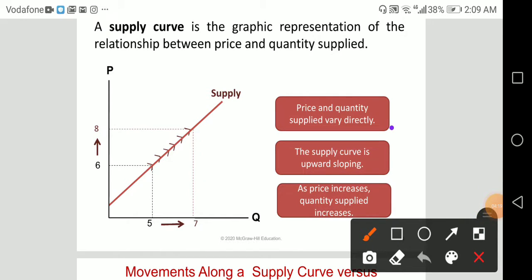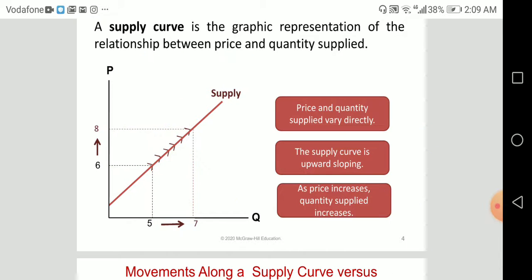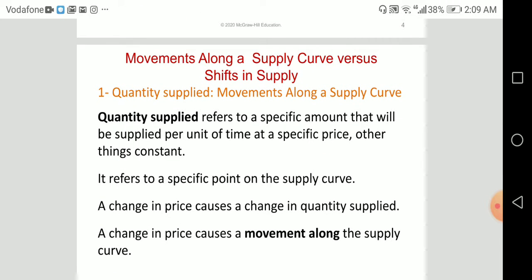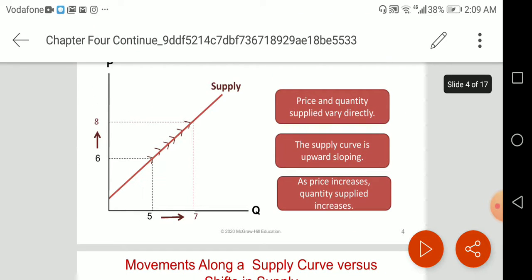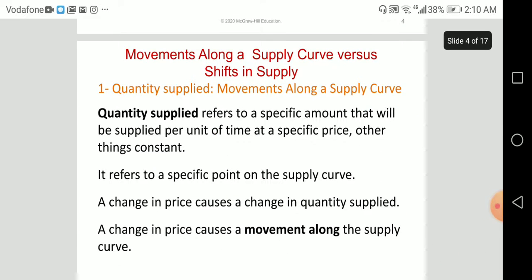Price and quantity supplied vary directly. The supply curve is upward sloping, as we see here. As price increases, quantity supplied increases. Okay, so movements along the supply curve versus shifts in supply. I am having here the quantity supplied. I'm talking about here the movements along the supply curve, from one point to another point on the supply curve. What about the quantity supplied?